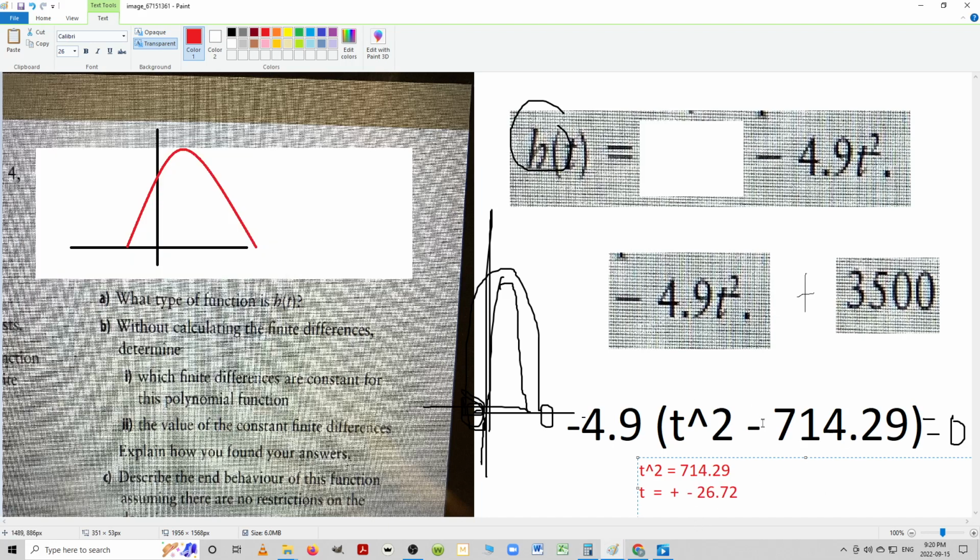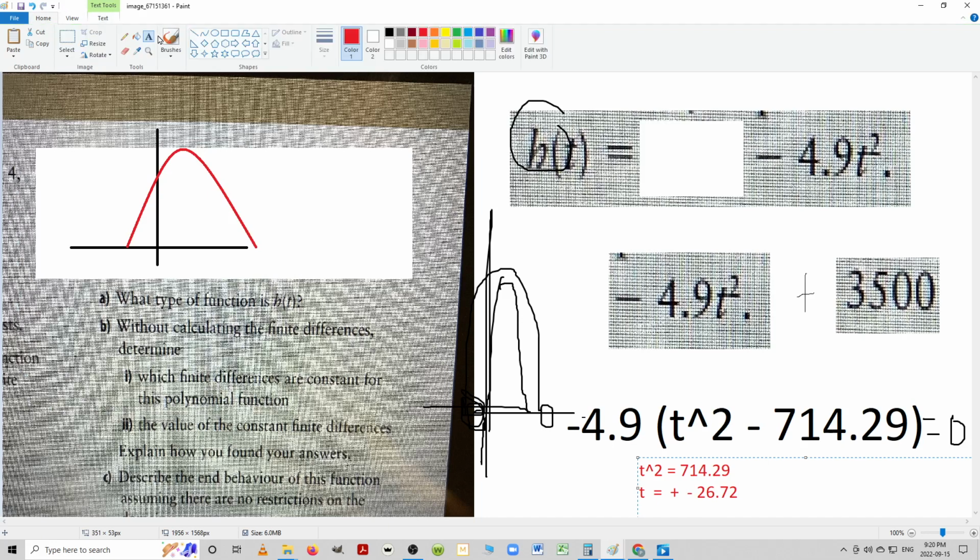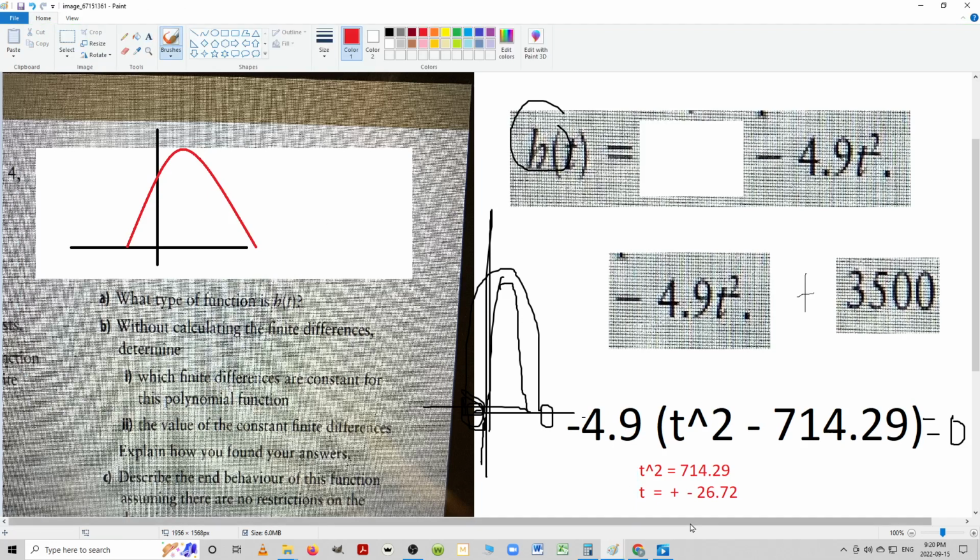So that means that when he hits the ground, it's both at negative 26.72 seconds and positive 26.72 seconds, which also tells me that this is not the correct drawing, that this would be the correct drawing, that on the y-axis it's equidistant. Why? Because the time is on either side, positive and negative. So that means it looks like this.